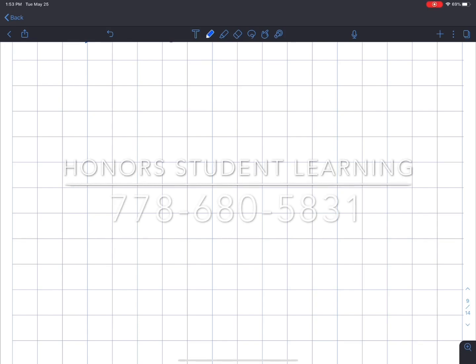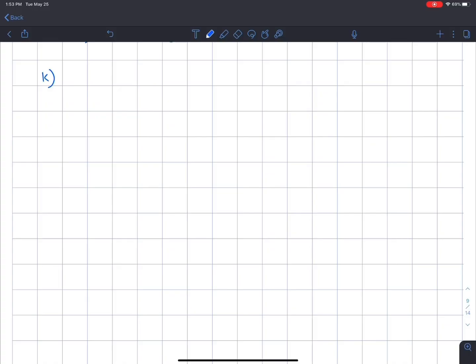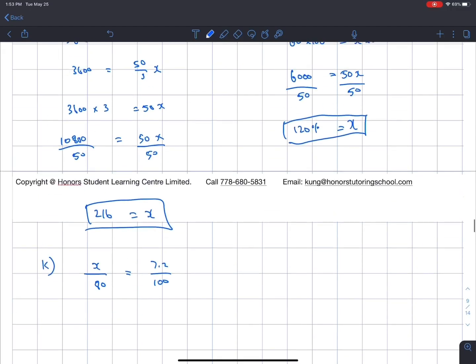Okay, moving on to K. 7.2% of 80 is what number? So is the amount, so that's x. Of 80, that's the base, equals 7.2 over 100, because it's 7.2%.